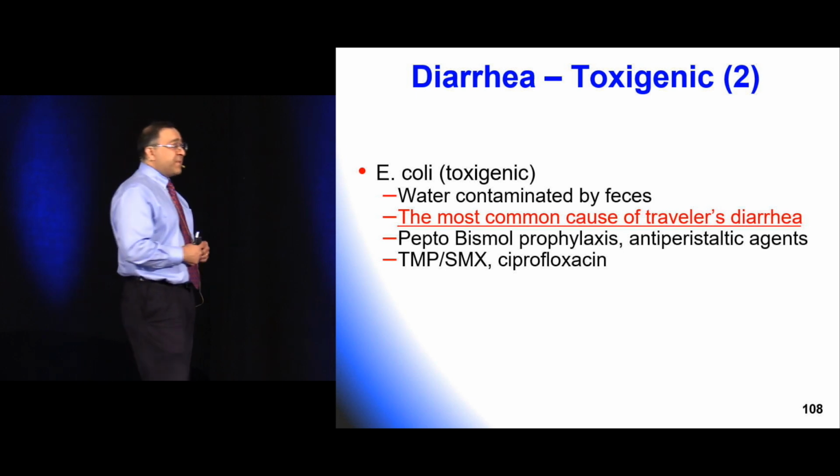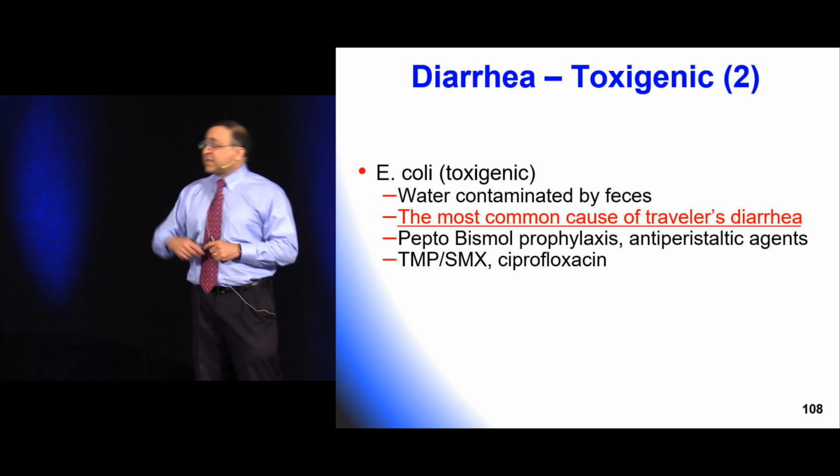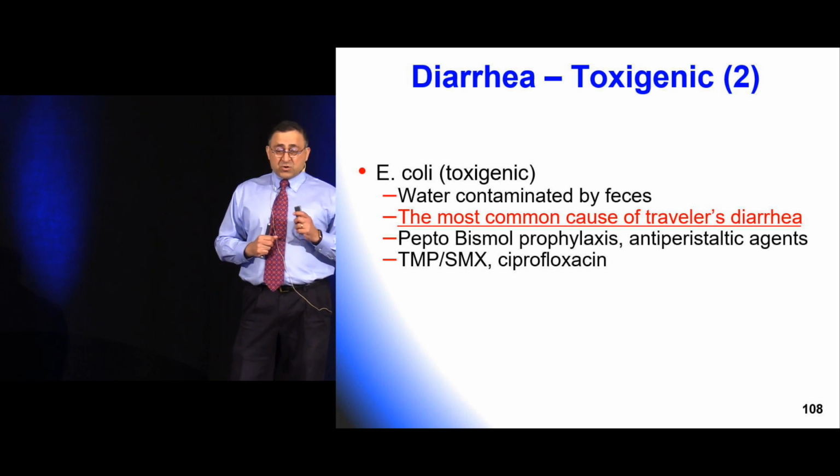And sometimes people recommend Pepto-Bismol as prophylaxis. Anti-peristaltic agents like Imodium tend to work very well for these patients as well. Again, keyword is traveler's diarrhea.